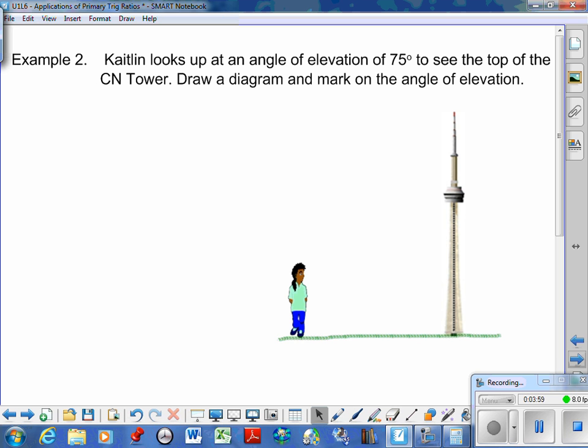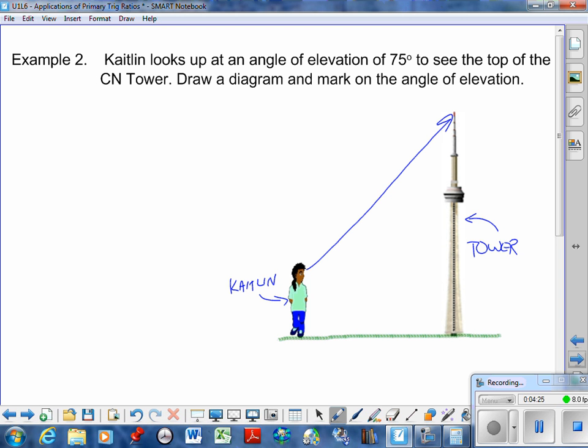Caitlin looks up at an angle of elevation of 75 degrees to see the top of the CN Tower. Draw a diagram and mark the angle of elevation. Now again, very, very complicated. So here's Caitlin, in case you weren't sure which is which. And this is the tower. There you go. So if she looks up to see the top of that tower, there's her line of sight.